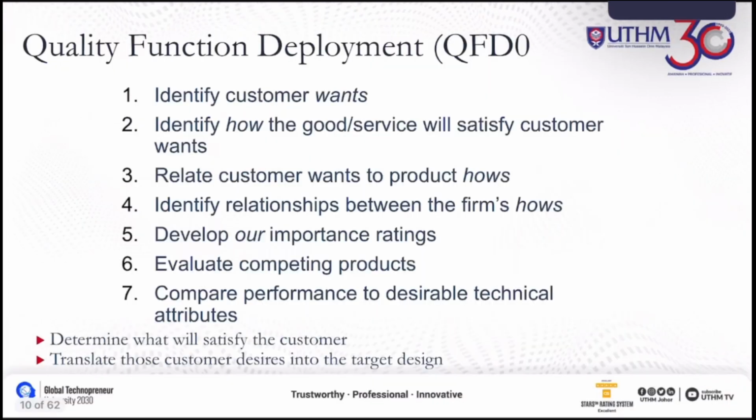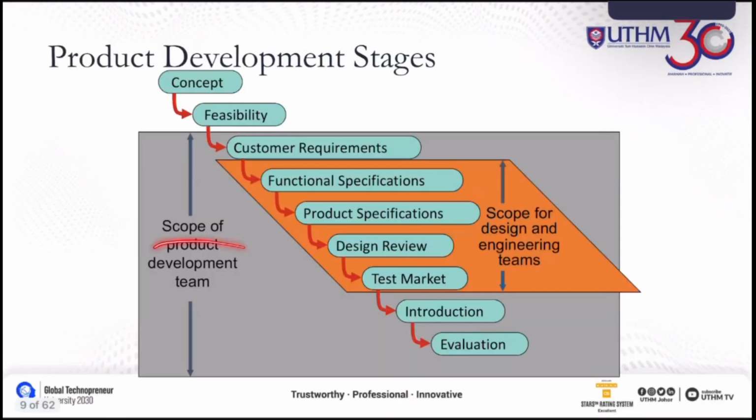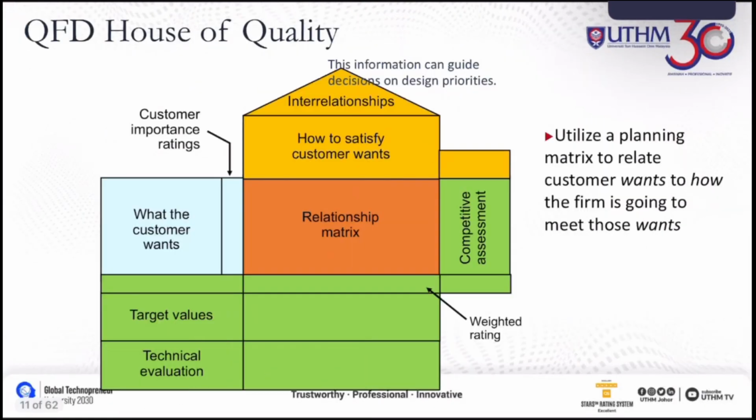To develop the quality function deployment, we know this as the method of the house of quality. The shape of the method follows a house. We have a roof, we have building walls left and right, and then we have the bottom of the house. It will utilize a planning matrix to relate the customer wants to how the firm is going to meet these wants. First thing first, the development team will conduct a survey.